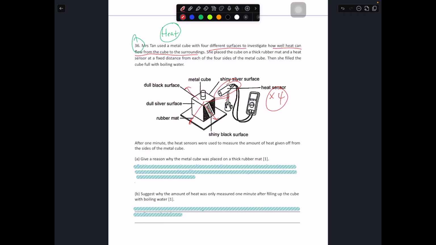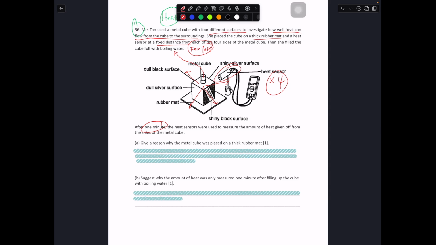She also said that she keeps a thick rubber mat at the bottom, as well as keeps them at a fixed distance away from all the 4 sides. These are things that she has done to ensure a fair test. So she filled the whole cube with boiling water. So there's a lot of heat in the metal cube that is being lost to the 4 different surfaces. After 1 minute, the heat sensor is used to measure the amount of heat given off from the sides of the metal cube. Give a reason why the metal cube has to be placed on the thick rubber mat.